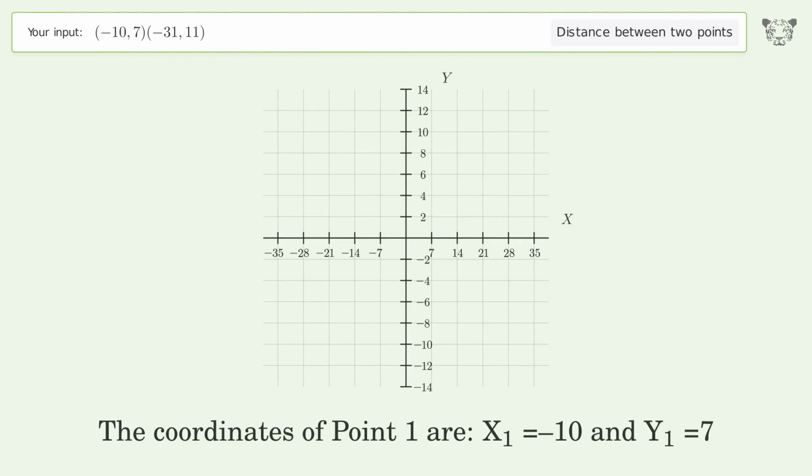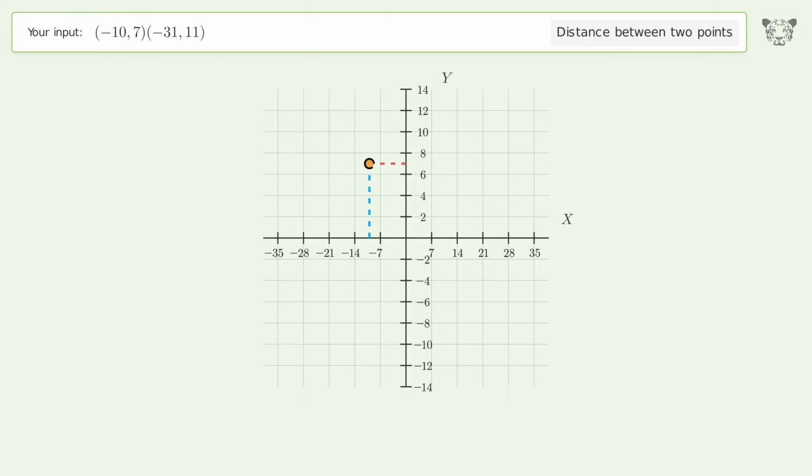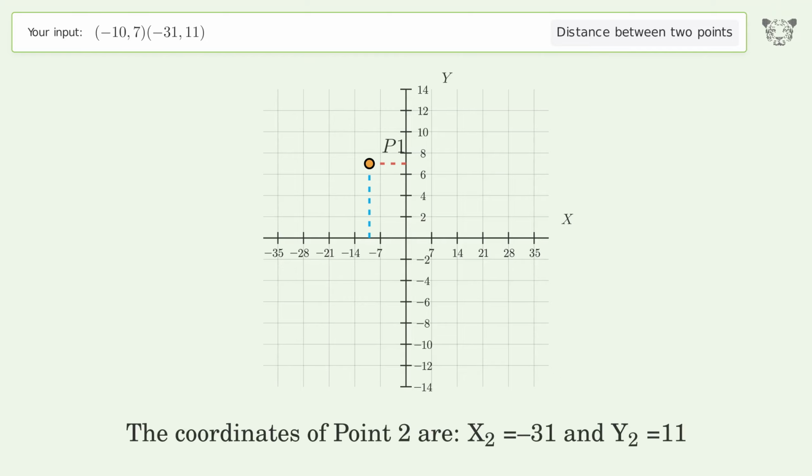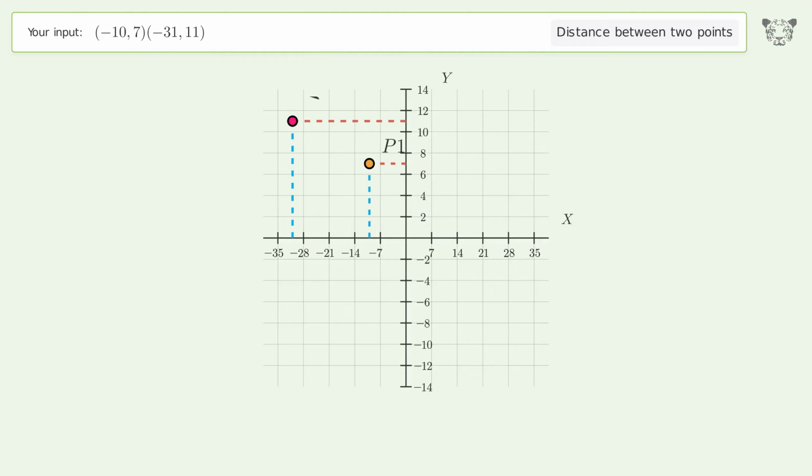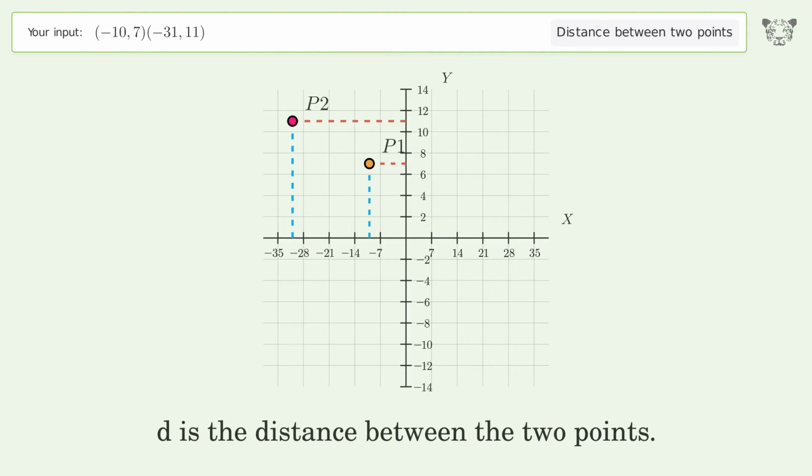The coordinates of point 1 are, x1 equals -10 and y1 equals 7. The coordinates of point 2 are, x2 equals -31 and y2 equals 11. D is the distance between the 2 points.